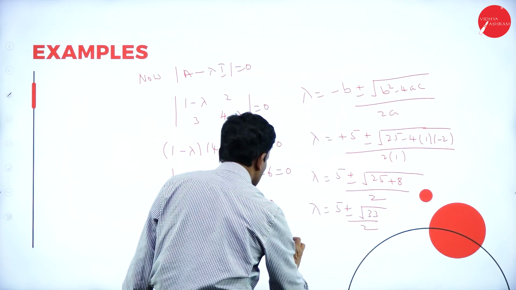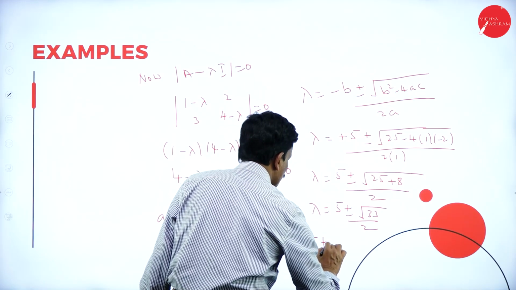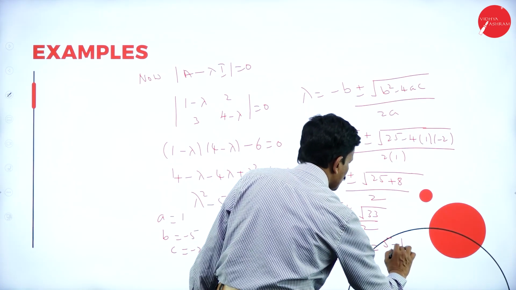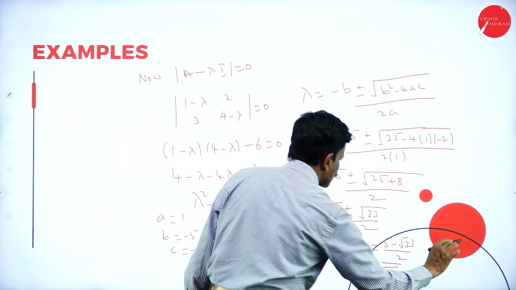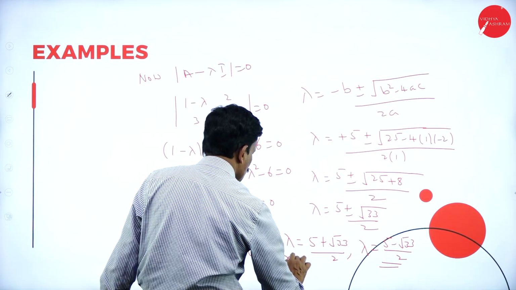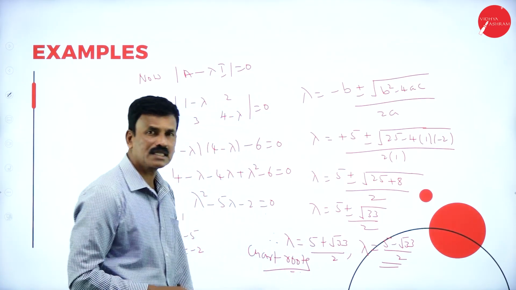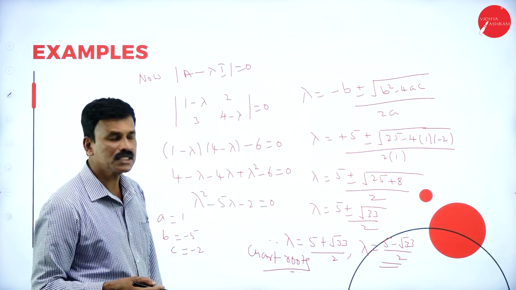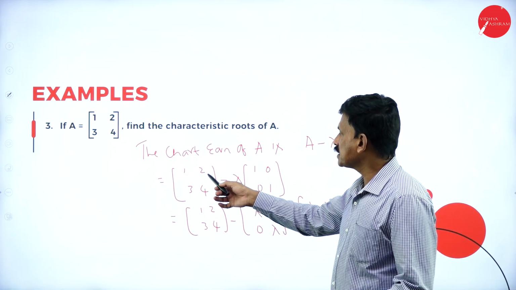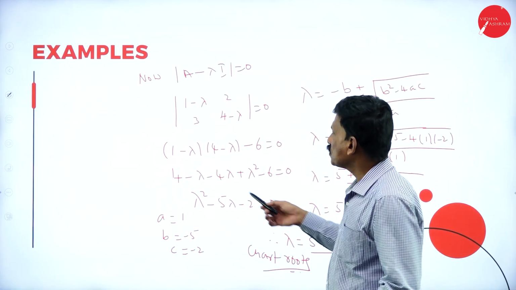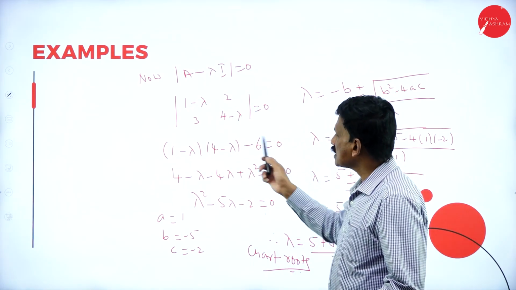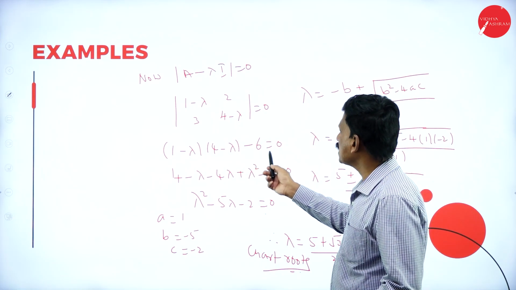Therefore, the characteristic roots are lambda is equal to (5 plus root 33) by 2 or lambda is equal to (5 minus root 33) by 2. The characteristic equation of the given matrix A is determinant of A minus lambda I equal to 0. That is, we get determinant of [1 minus lambda, 2; 3, 4 minus lambda] is equal to 0. Cross multiply: 1 minus lambda into 4 minus lambda minus 6.